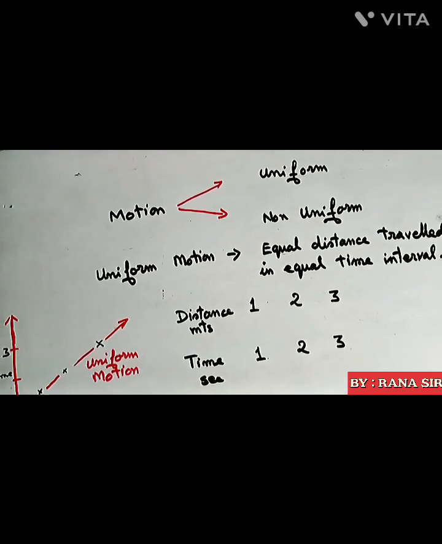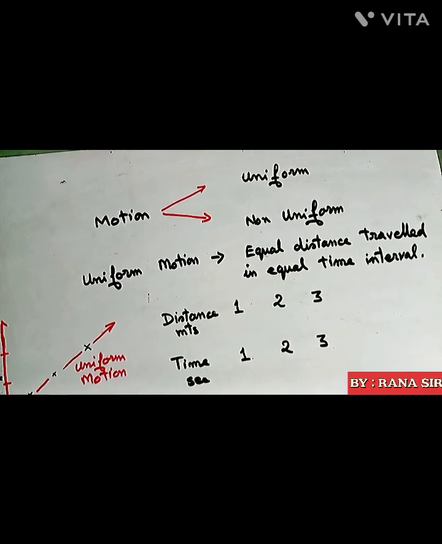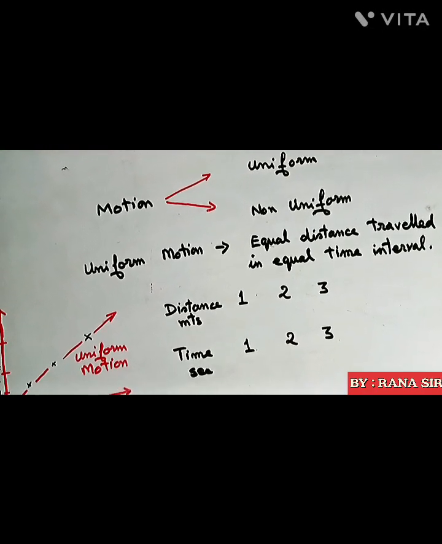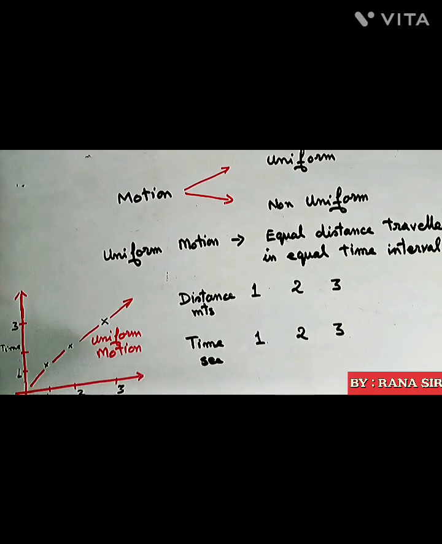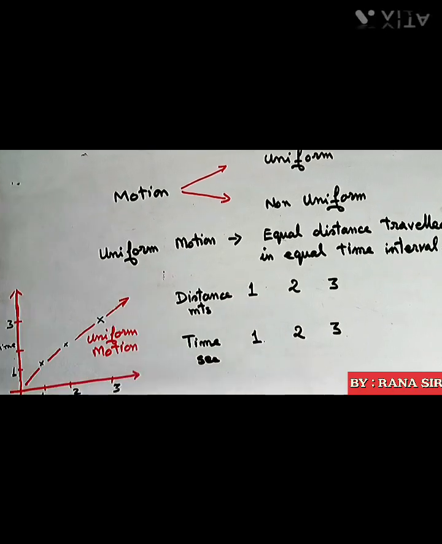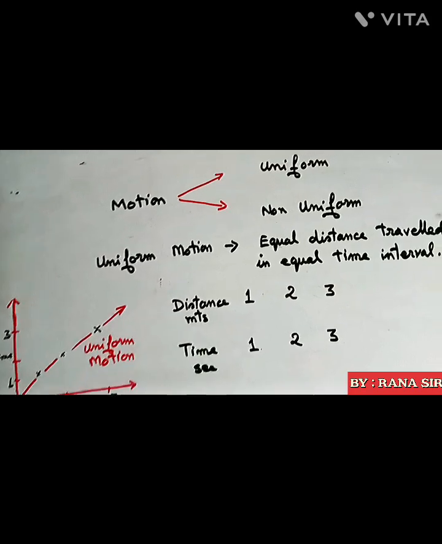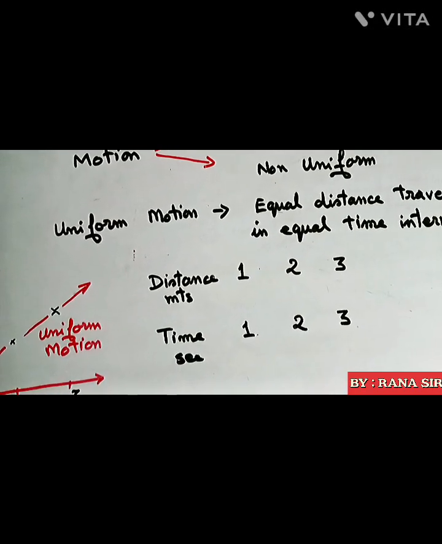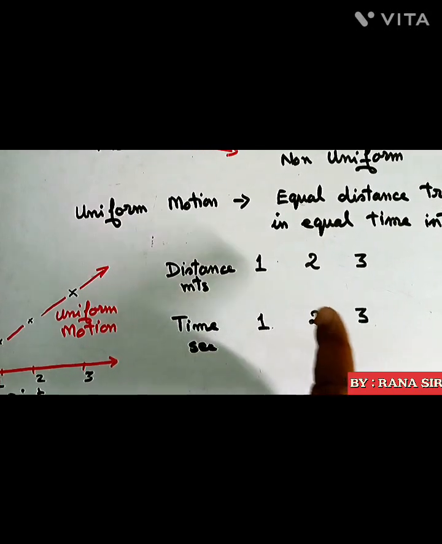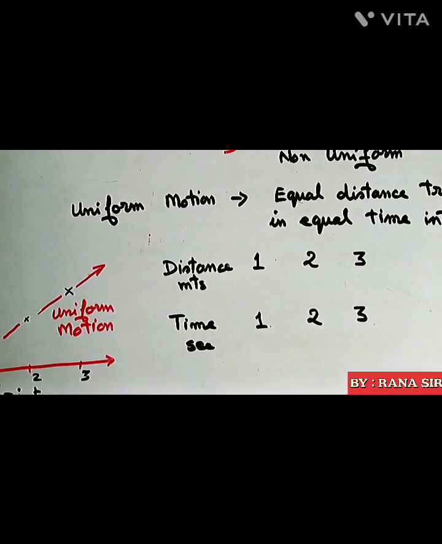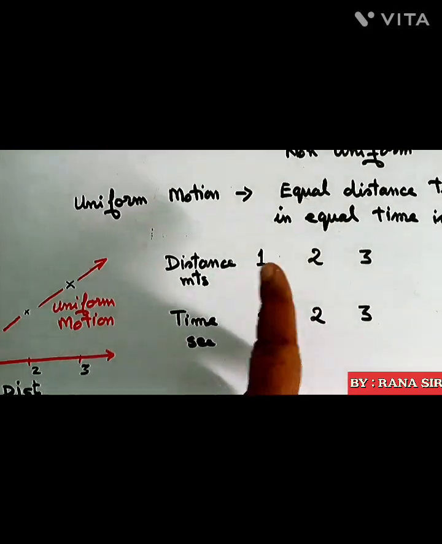Motion is of two types: uniform motion and non-uniform motion. What is uniform motion? Equal distance traveled in equal time intervals. I've given an example. If the distance is in meters and time is in seconds, in 1 second the distance traveled is 1 meter. Again, in the next second the distance traveled is 1 meter. From 2 to 3 is again 1 second and 1 meter. So in equal time intervals, the distance traveled is equal.